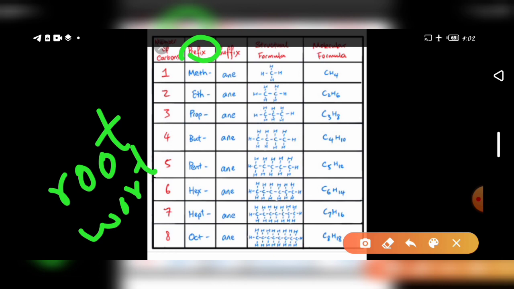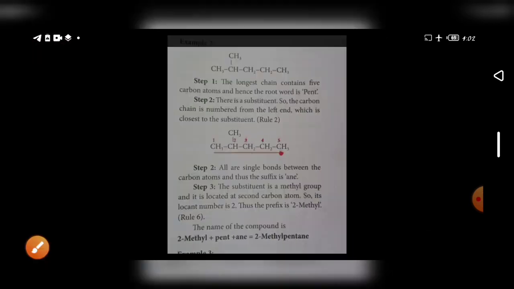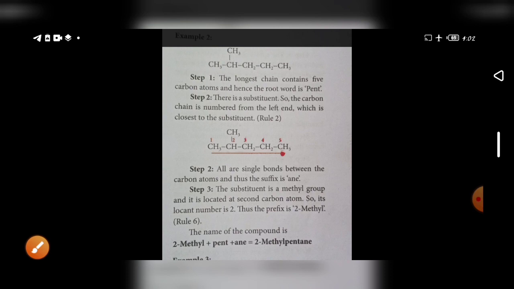Prefix is nothing but it is a root word. What is the suffix that will be added? You have to identify whether it is a single bond, double bond, or triple bond. Okay, next we go to the next example.